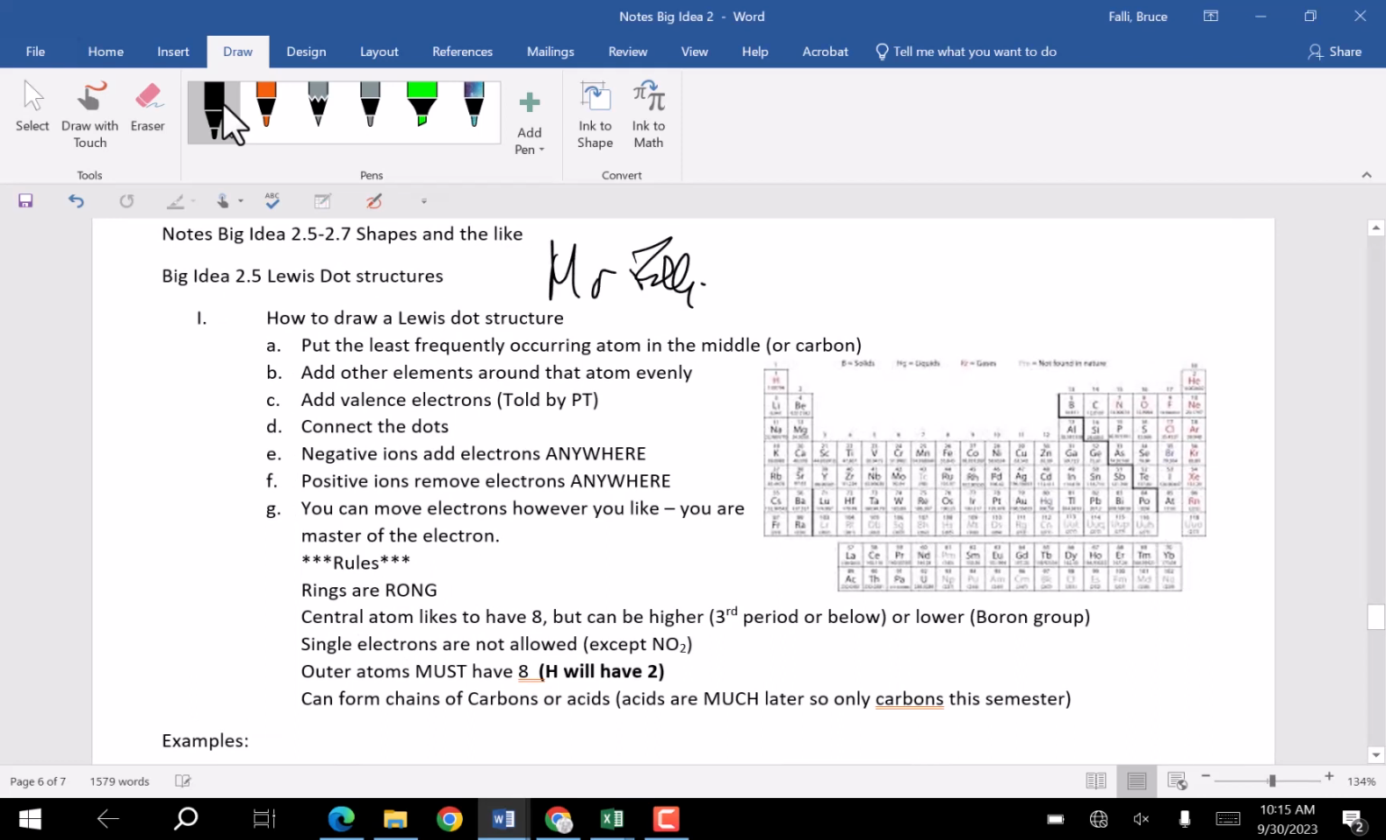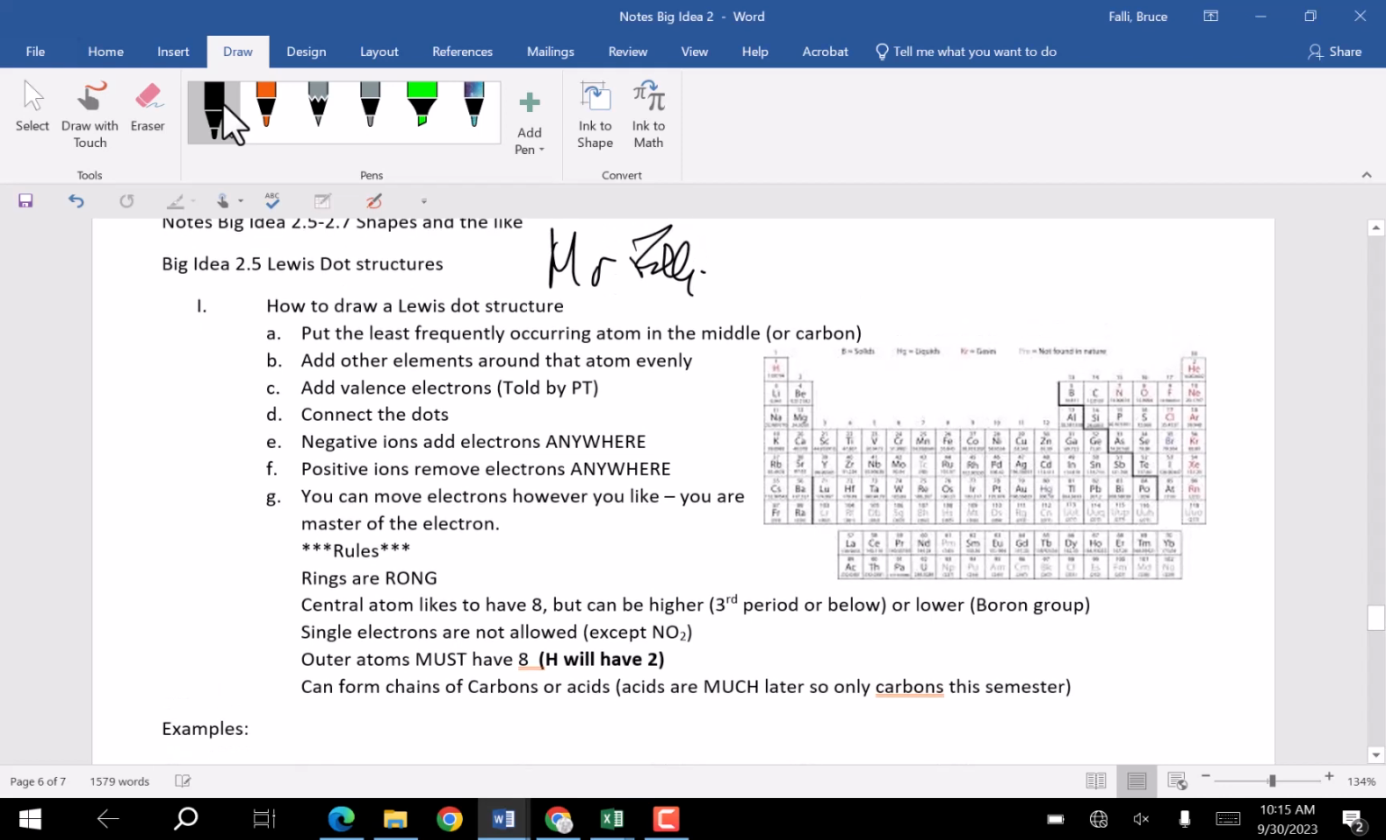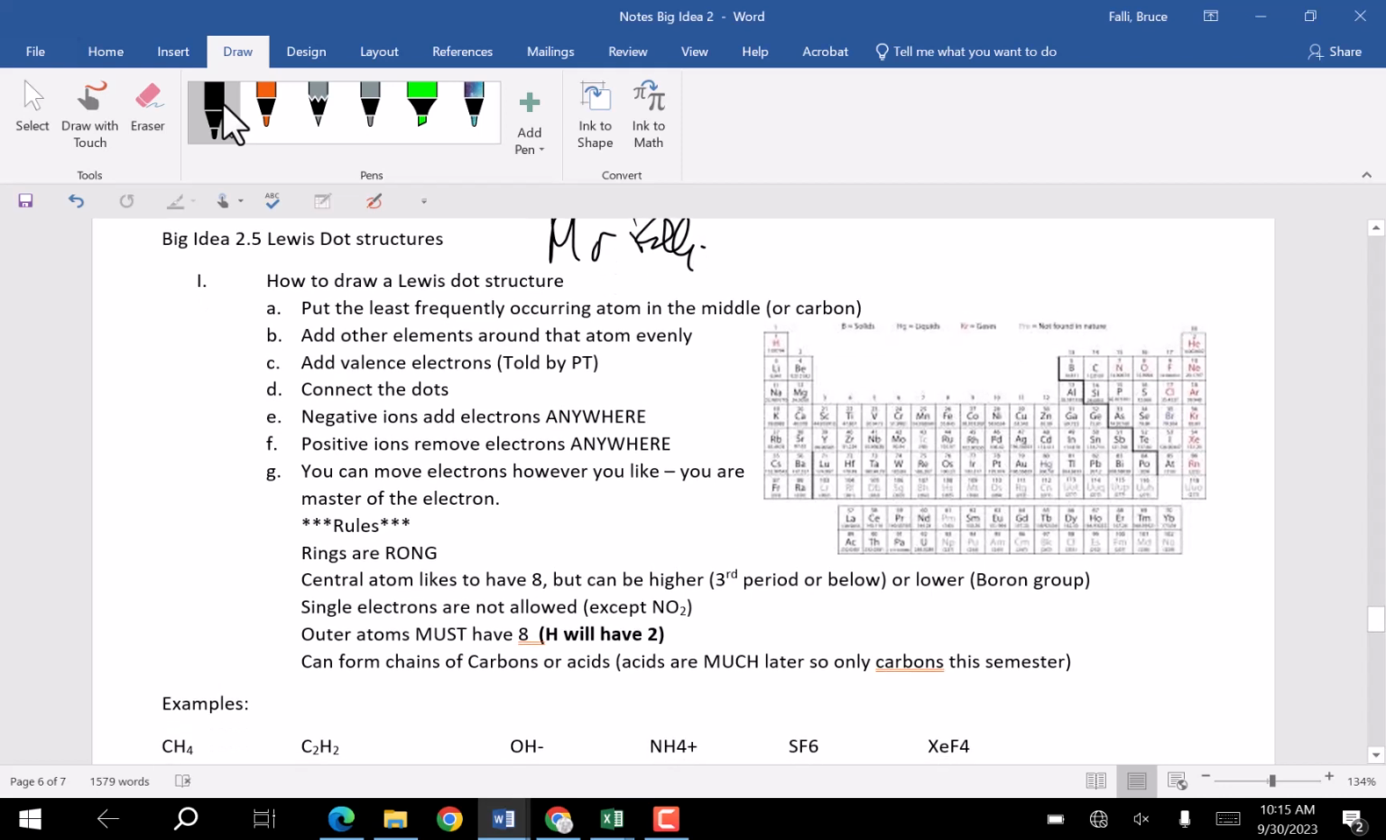Folly, and let's talk a little bit about Lewis dot structures and shapes. So, steps on how to draw a Lewis dot structure. This is going to be a lot when you read it, and then we'll do examples and it'll make more sense. So, how do you do it?